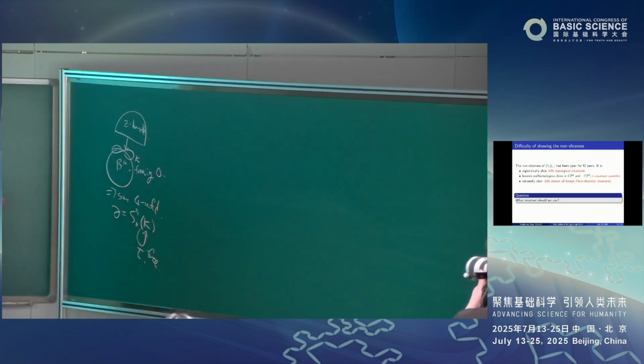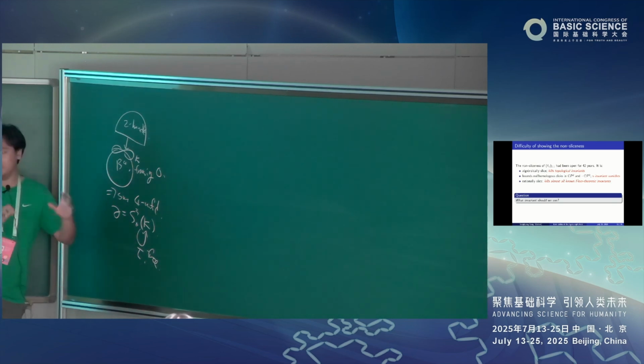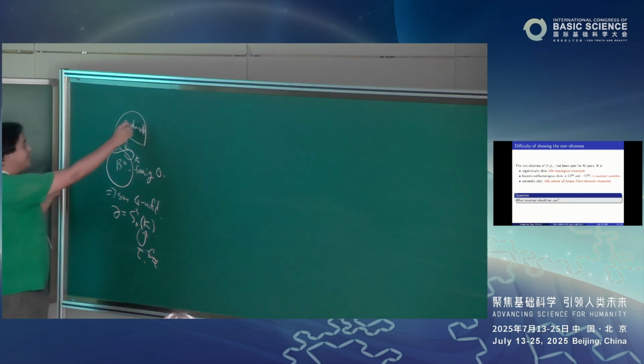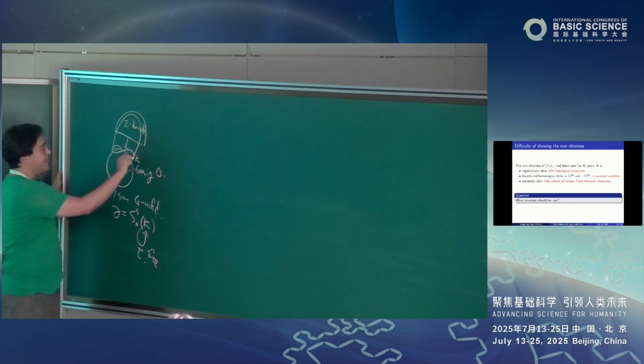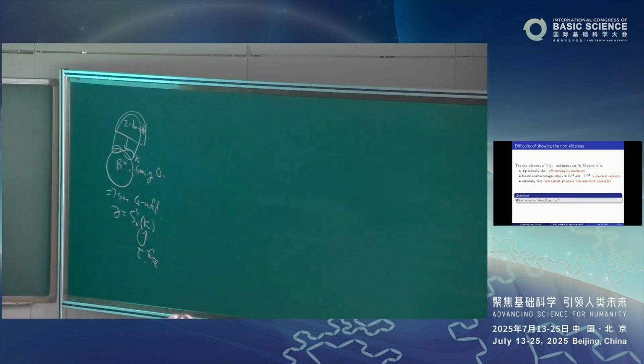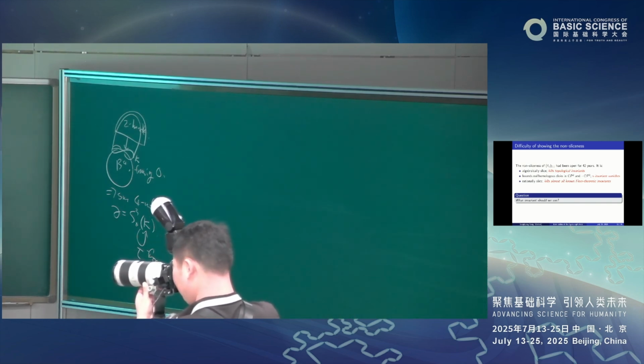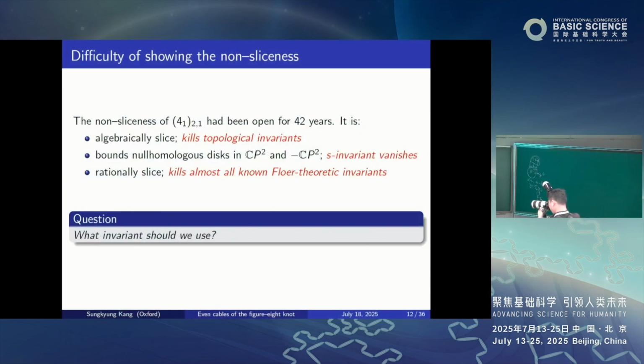We can identify the boundary with respect to this involution. The result is a rational homology four-ball with H1 equal to Z2. And here you can immediately see your knot bounds a disk, because this is a two handle, so it just bounds a disk like that. Okay, so it is rationally slice. And once you have that, it kills almost all known Floer theoretic invariants, although also all the Seiberg-Witten invariants as well, almost all.